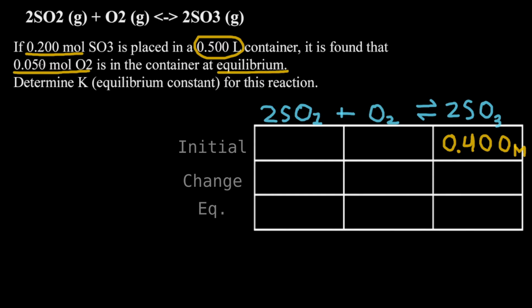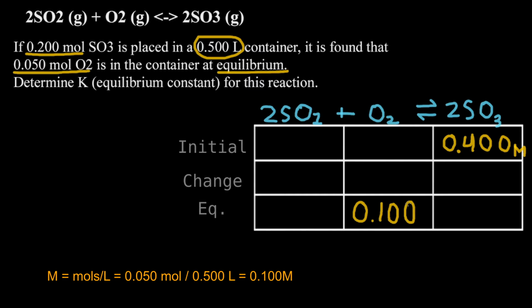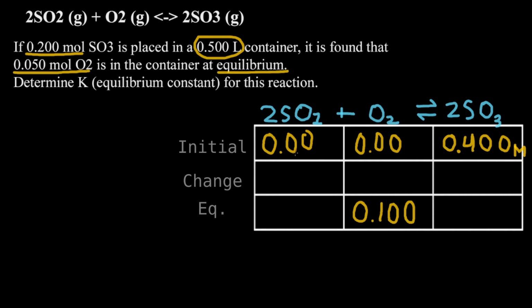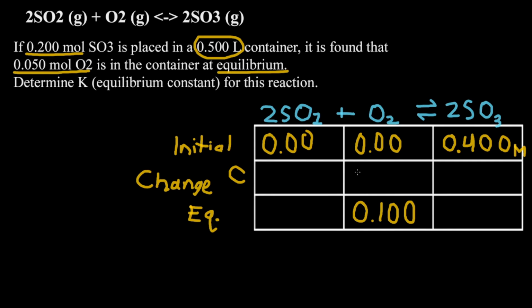Now the oxygen is 0.05 moles. However, it is at equilibrium, so we need to add this here. And then the rest of the concentrations at the start will also be 0. So from here, we need to determine what the change is, the C in ICE chart. So the change in oxygen will be plus 0.1 molarity, because in order to get from 0 to 0.1, you have to add 0.1.